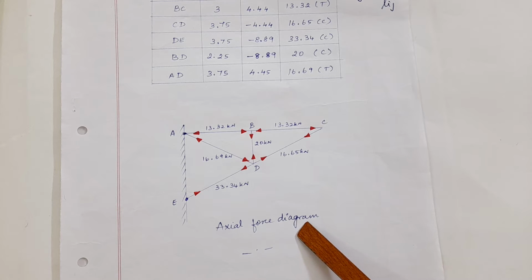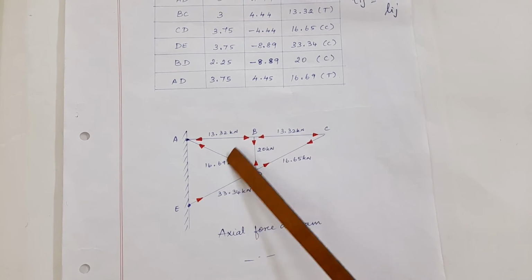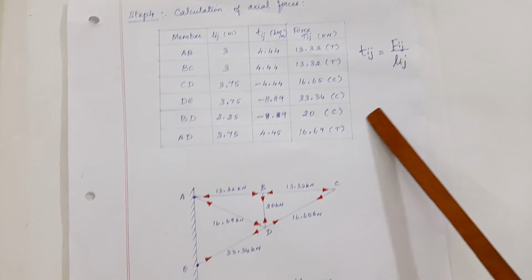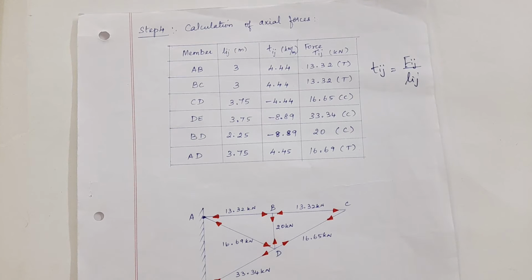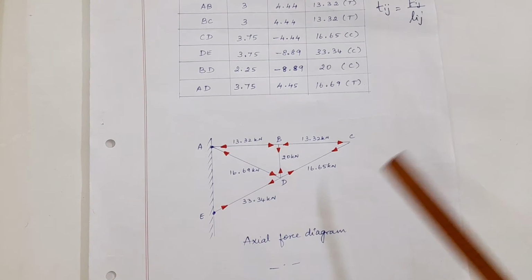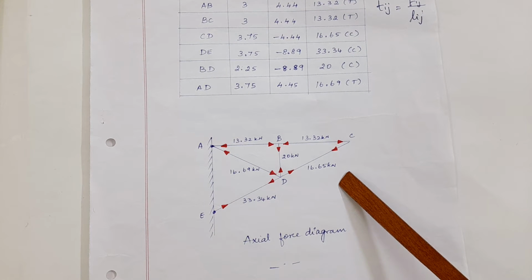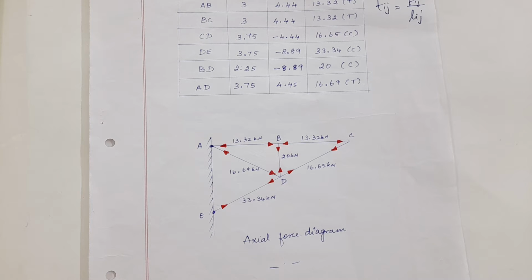So this is an axial force diagram drawn pictorially to represent whatever we have calculated numerically. Okay. So T denotes tension in the member, C denotes compression in the member. So correspondingly the axial force diagram is drawn. So what we have done, it is a cantilever plane truss.